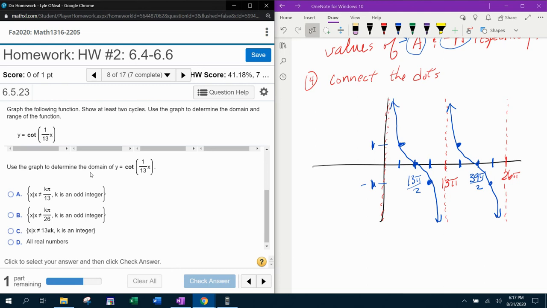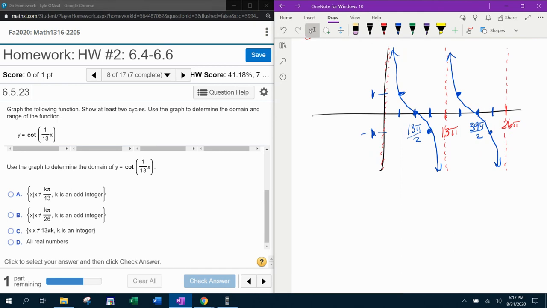Now, use the graph to determine the domain. All right, so let's talk about domain again. We know that the domain are the values that x can be, but anytime you have a graph that has asymptotes, you need to consider what can x not be, okay? So we're going to have a domain that says the set of all x such that x cannot be whatever the asymptotes are. Okay, so the first asymptote is at 0. The next asymptote is at 13 pi. The next asymptote is at 26.